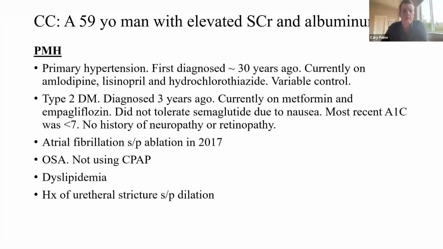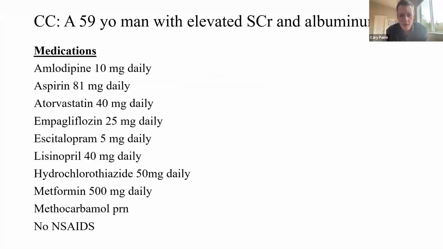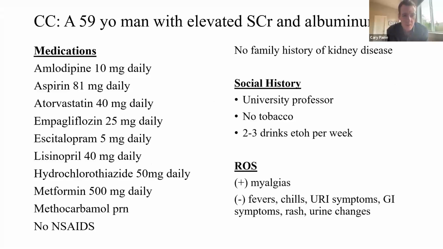You can go to the next slide there, Kelly. In as far as his past medical history, he had a 30-year history of hypertension and only a 3-year history of type 2 diabetes, which was well controlled. His most recent A1C was less than 7, hence the question of whether this albuminuria was related to diabetes. No history of microvascular complications. You can go to the next slide. Nothing particularly surprising on medications, what you would expect for someone with hypertension and diabetes. He's a university professor. And on review of systems, the myalgias, which I noted, but nothing else popped up.